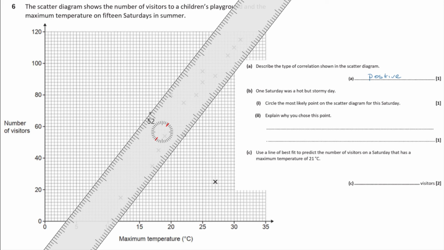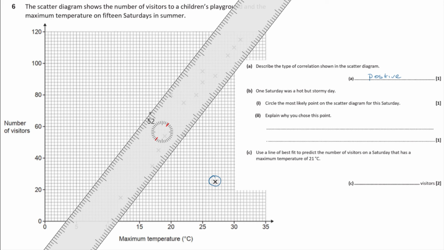Positive correlation. One Saturday was a hot but stormy day. Circle the most likely point on the scatter diagram for this Saturday. So yeah, if it was stormy, not many people are going to come along, are they? So it's hot but stormy, rainy. I'm guessing it's you. You're the outlier, aren't you? You're the weird one. I think it's going to be that one there.